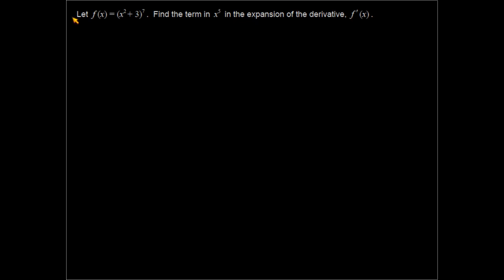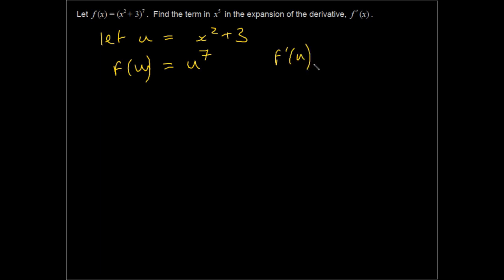So here we've got quite a complicated function, so we're going to need to use the chain rule. So what I'm going to do first of all is let u equal x squared plus 3. So then I can say that f of u is equal to u to the power of 7. And then I can differentiate that and I'd get f prime of u is equal to 7u to the power of 6. And then I can work out what u prime would be and differentiate this.